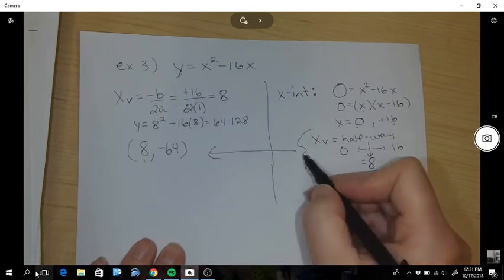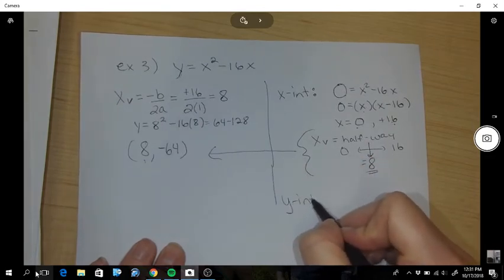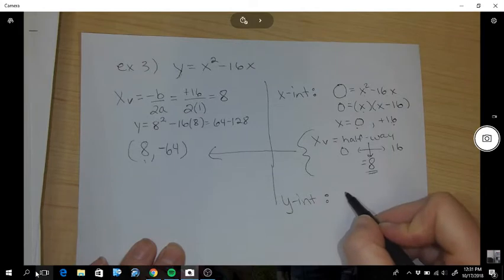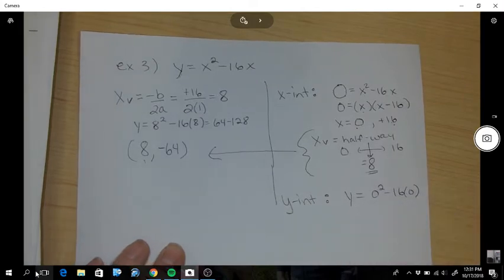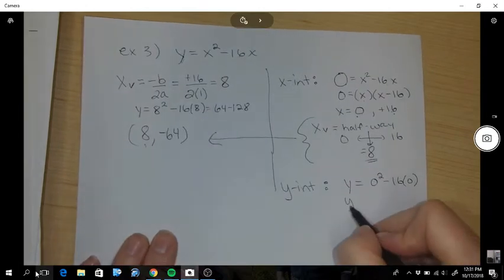Okay, let's do our y-intercept. That's where x is 0. So what happens? Your y-intercept is 0.